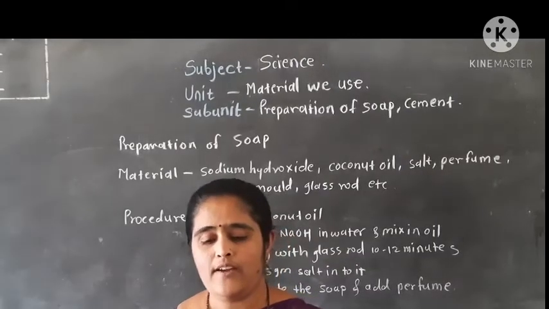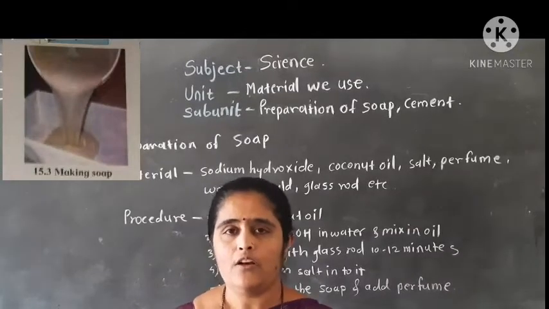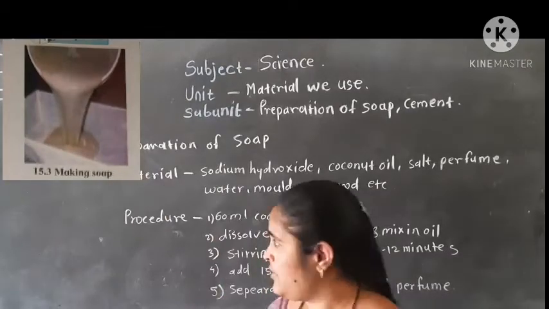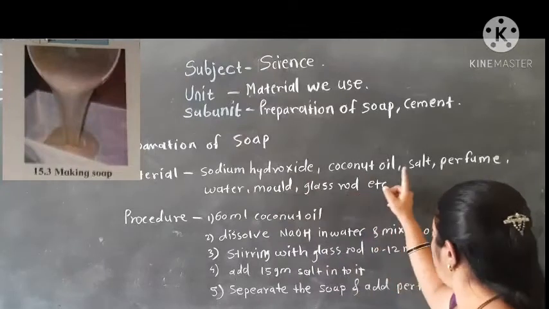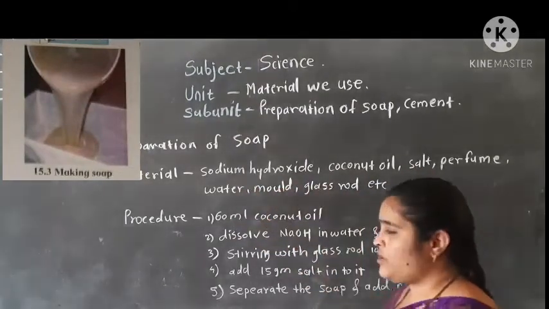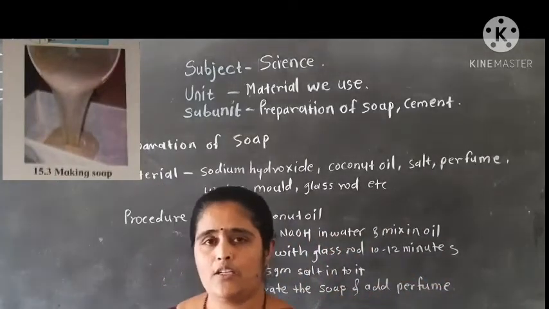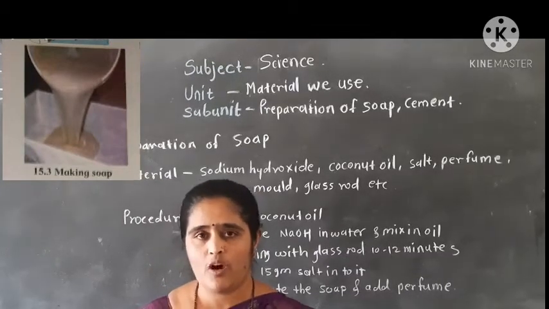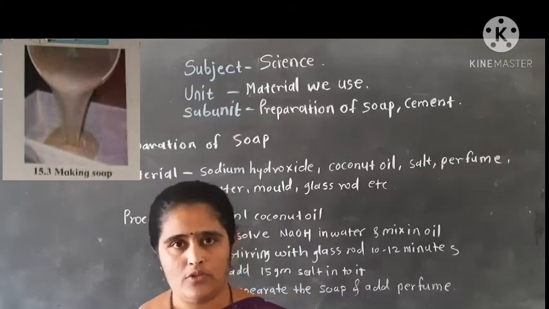Now we are going to discuss the preparation of soap. The different materials we require for the preparation of soap are sodium hydroxide, coconut oil, salt, perfumes, water, mold and glass rod. Besides these, a tripod stand is required and a burner is also required. These are the materials we have to use in the preparation of soap. Then let's see the procedure of preparation of soap.